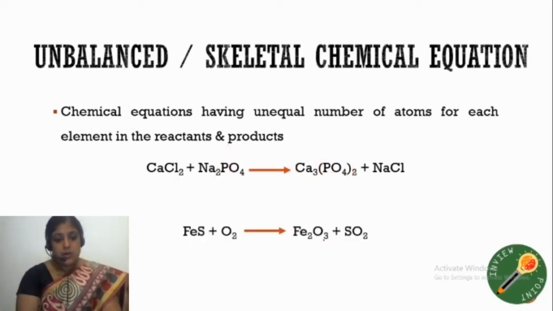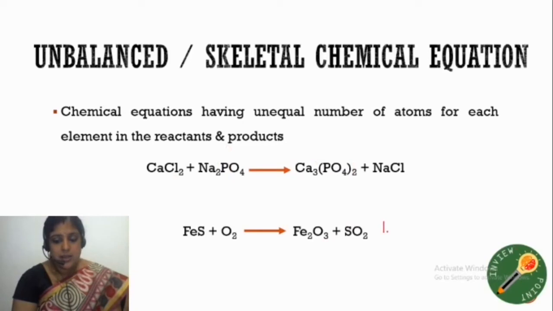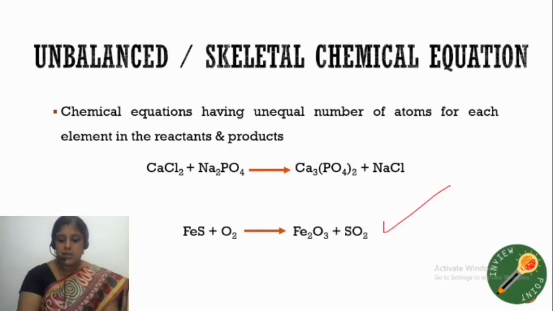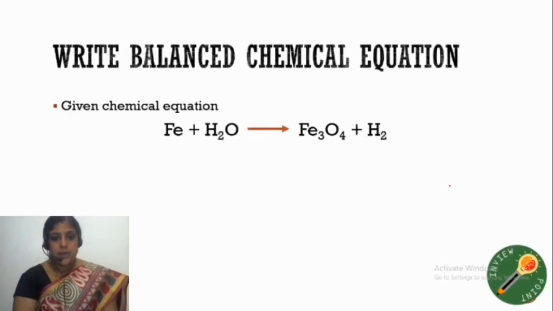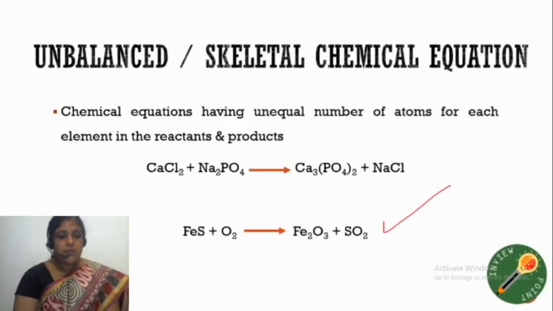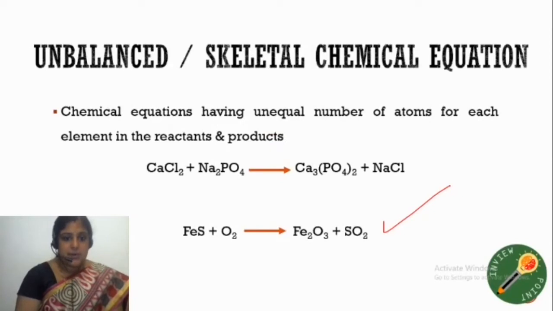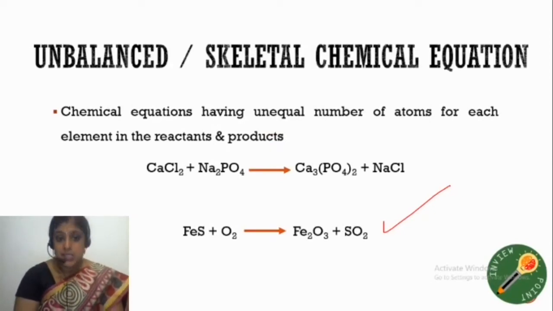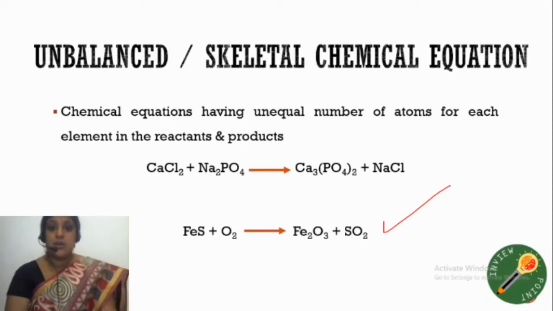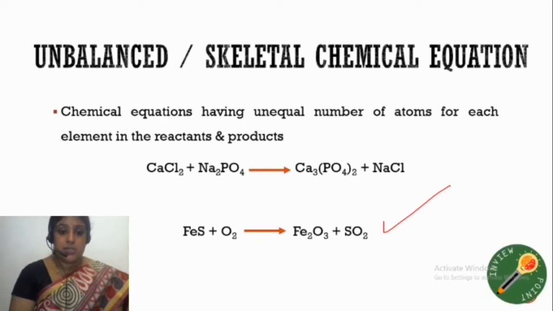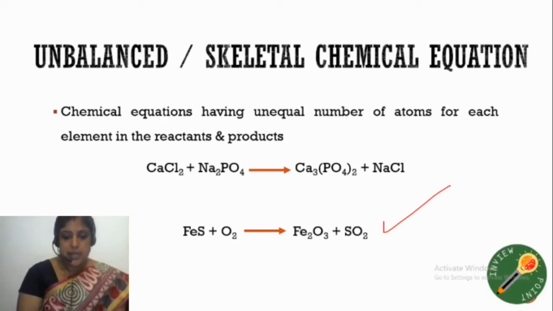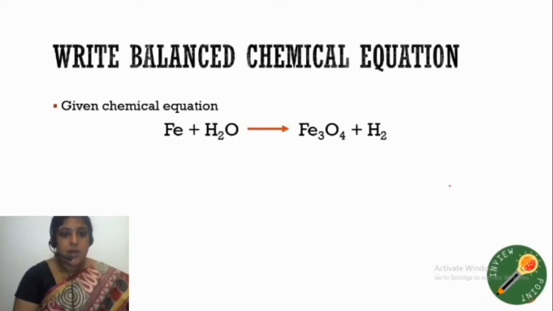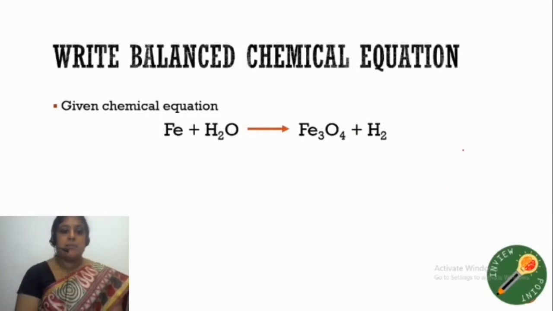Now, check it for another chemical equation, whether it is balanced or unbalanced. Try it yourself. Now, if you are given an unbalanced chemical equation, how will you make it a balanced chemical equation? This is an important topic. This question has been asked several times in your question papers for the board exam. So please pay attention. Now let's see how to write a balanced chemical equation.